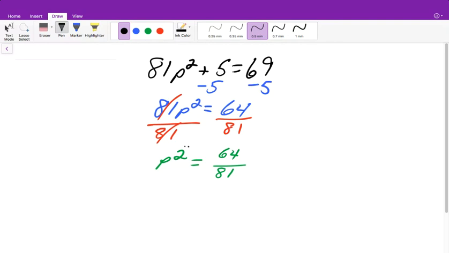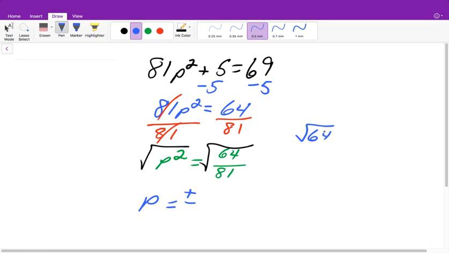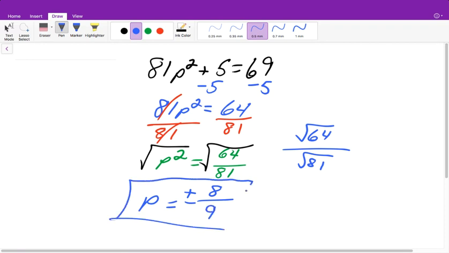And now we need to go ahead and take the square root of each side. So now we get our p is equal to, now remember, this is something that we did in chapter 2. When we're taking the square root of a fraction, we can take the square root of the numerator and the square root of the denominator separately. So the square root of 64 is 8. The square root of 81 is 9. So our answer is p is equal to plus or minus 8 over 9.